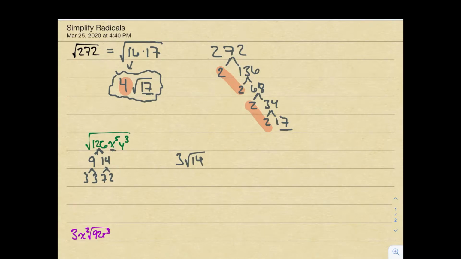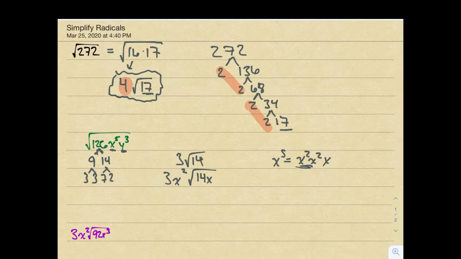X to the 5th, I'm going to do the same thing. I want to look for how many pairs of x's there are. So if I have 5, that means I have 2 pairs and 1 left over. So those 2 pairs of x's go to the same place that pair of 3's went. So it's going to be 3x squared in front of the square root, with our 1x left over, so 3x squared times the square root of 14x.